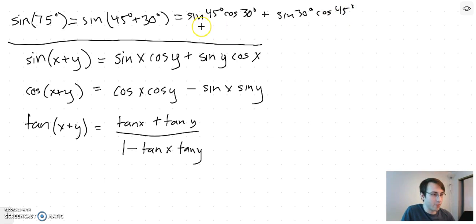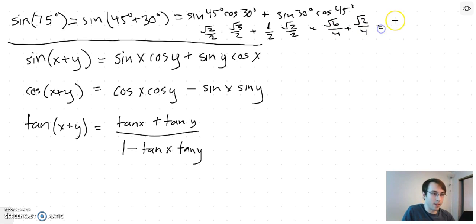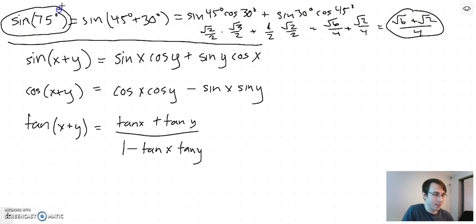Now sine of 45 degrees is root 2 over 2, cos 30 degrees is root 3 over 2, plus sine of 30 degrees is 1/2, and cos 45 degrees is root 2 over 2. So that's root 6 over 4 plus root 2 over 4. So that's root 6 plus root 2 over 4. So that is equal to sine 75 degrees.